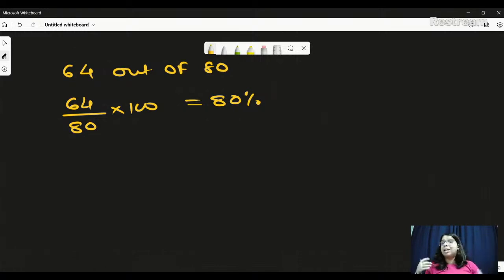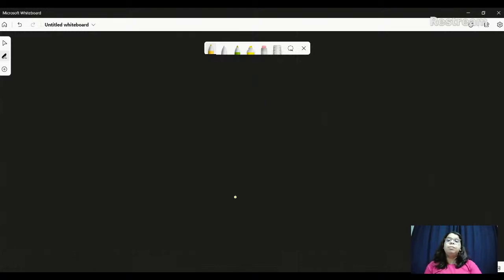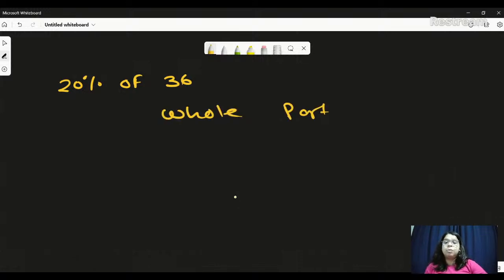Now we have to do exactly the opposite of this. What will we do if we have the percentage given and a whole given and we have to find the part? So let's say what will be 20% of 36. So now I have whole, I have part. So my whole is 100, then my part is 20. So when my whole is 36, what is my part? So we always cross multiply.